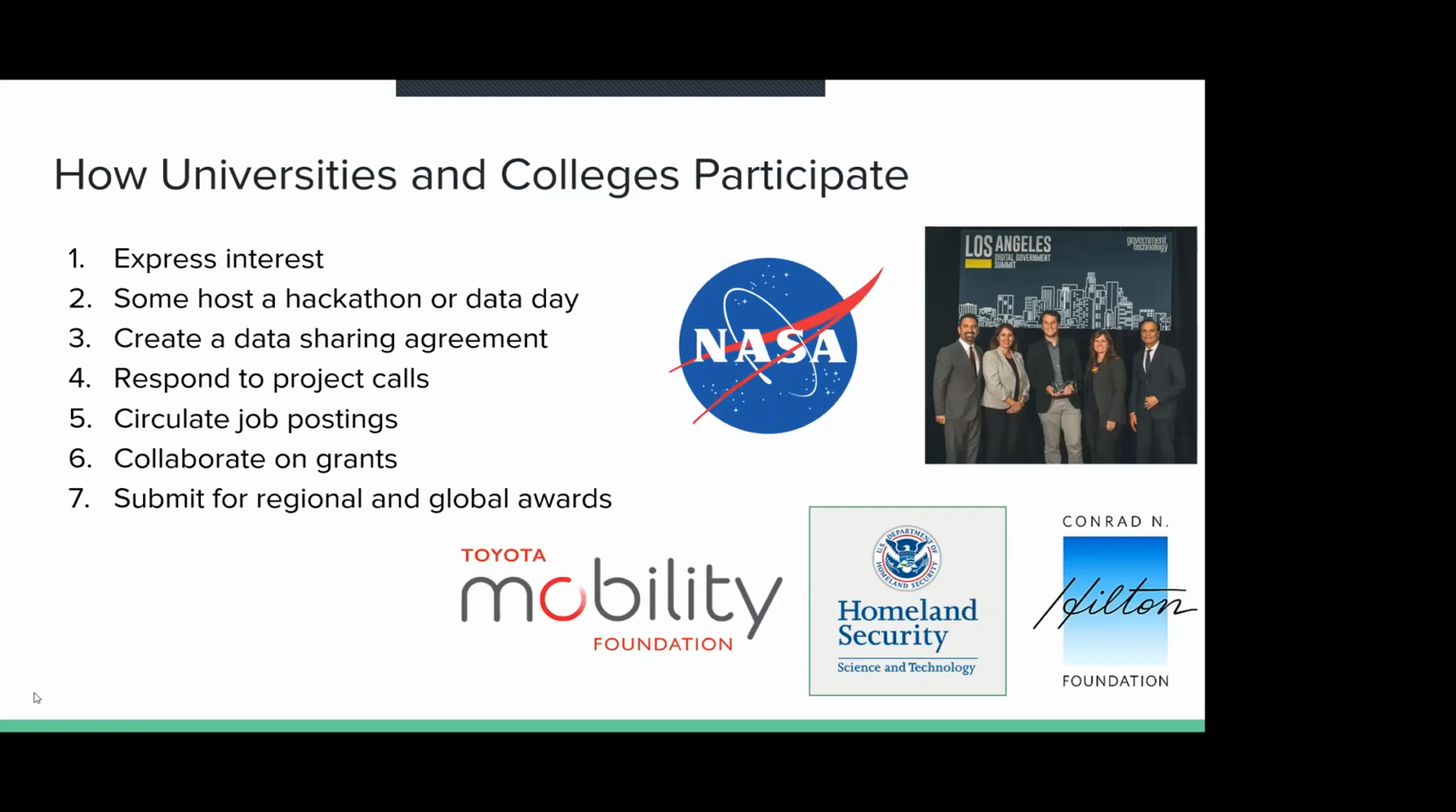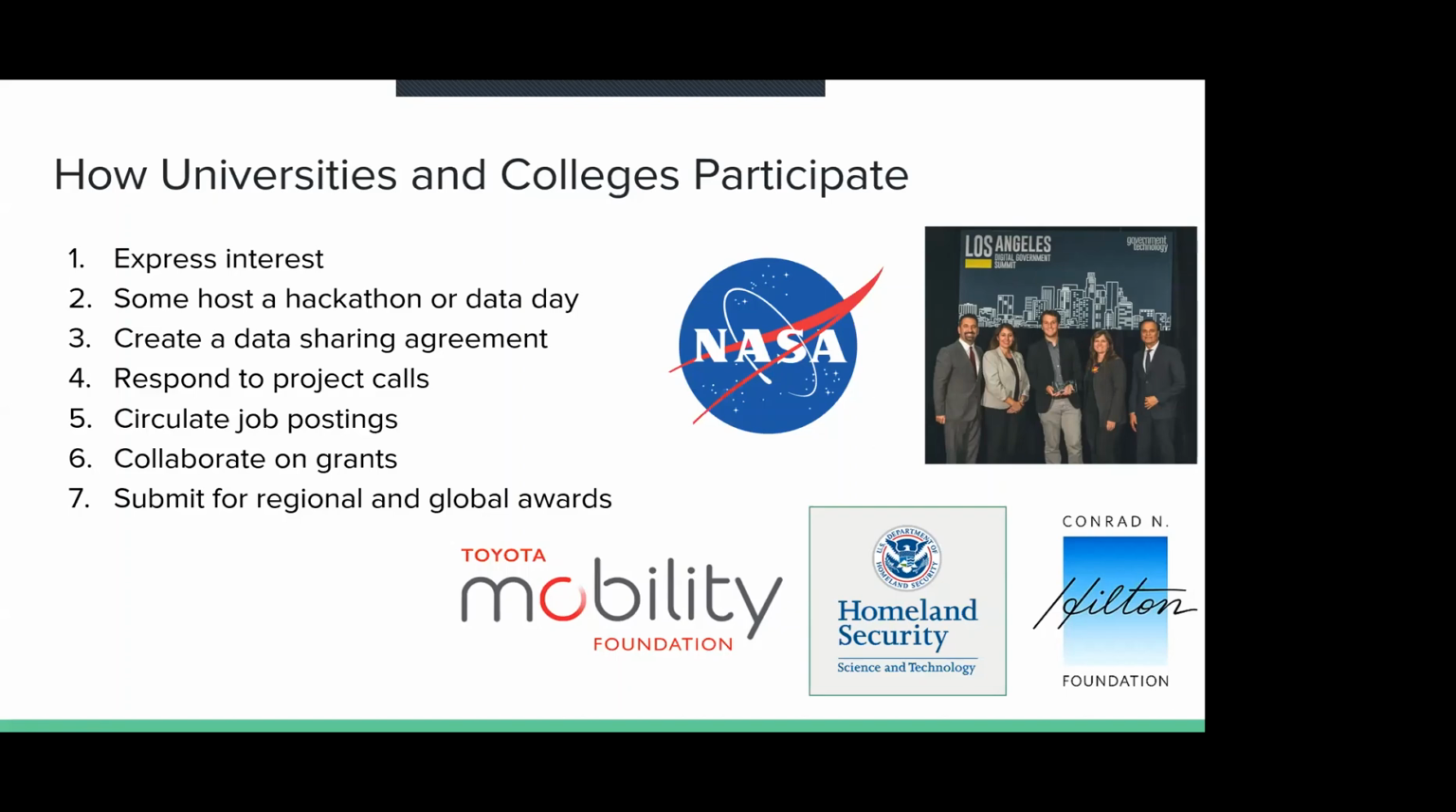We also find that it's really helpful to circulate job postings out to that group of the Data Science Federation university partners. We get lots of great students applying for those jobs, and we've been very successful on collaborating on grants and awards. We have gotten over $3.5 million in grants to our university partners through this program.